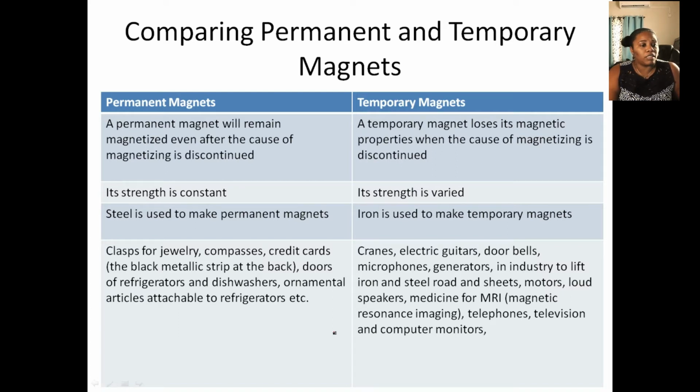Places that permanent magnets are used: clasps for jewelry, compasses, credit cards, doors of refrigerators and dishwashers, and ornamental articles attached to refrigerators.